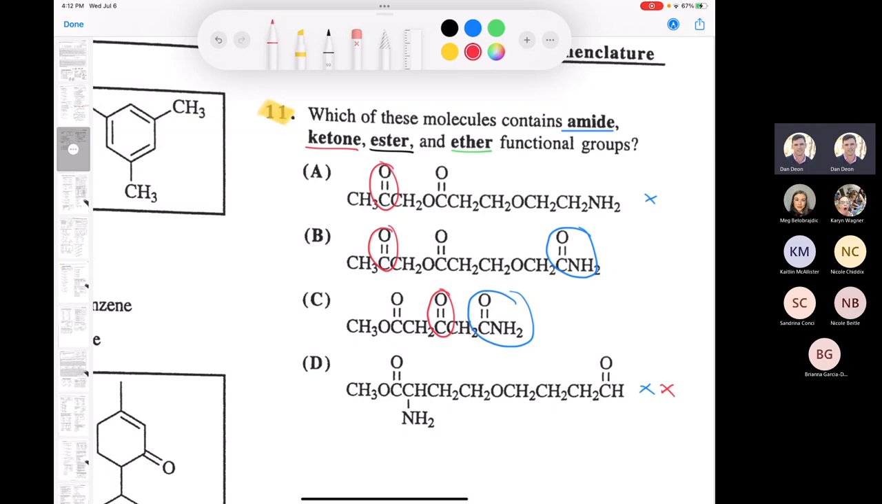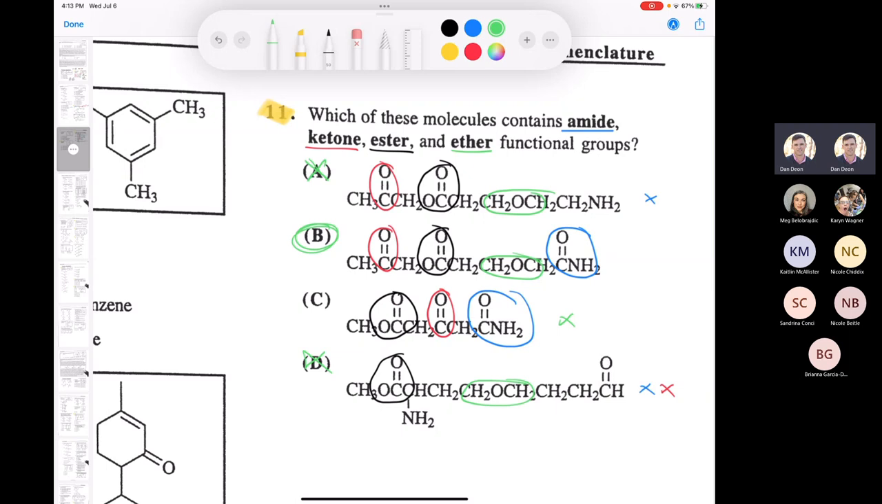Next, we're going to look for an ester. We have an ester in A, in B, in C, and in D. So that doesn't help us a whole lot. Everything has an ester in it. And then the last one is an ether. You can see that we have an ether here in A. We have an ether here in B. So this must be the answer. And then there's no ether in C. So it's not A and it's not D. So yeah, we have B. It's the only one that has all those functional groups in it.